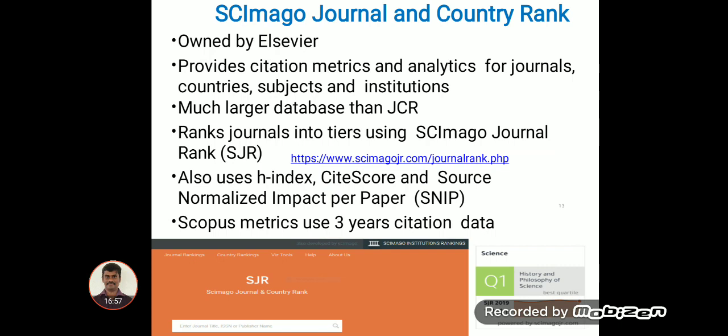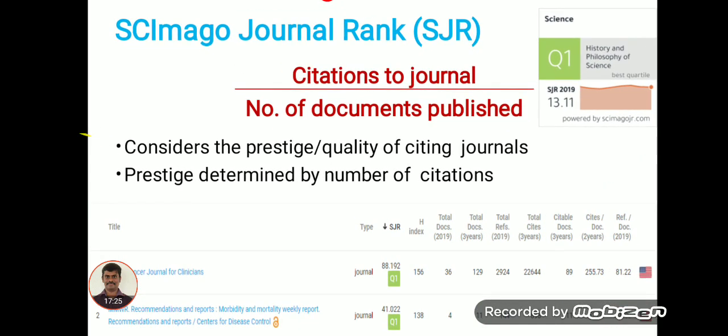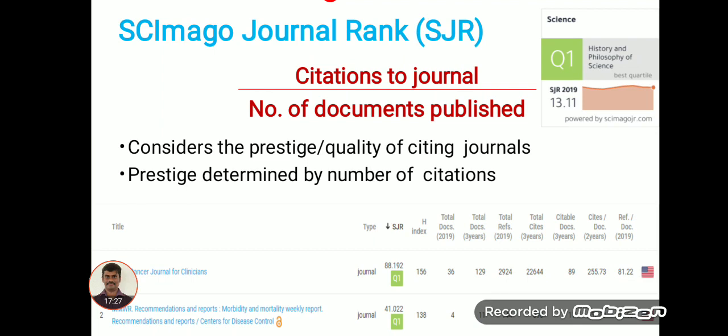We have seen earlier with the Web of Science, the impact factor is calculated using 2 years citation data. Whereas here for Scopus, the metrics use 3 years citation data. How is this SCImago Journal Rank calculated? It is calculated using the formula: citations to the journal to the number of documents published.